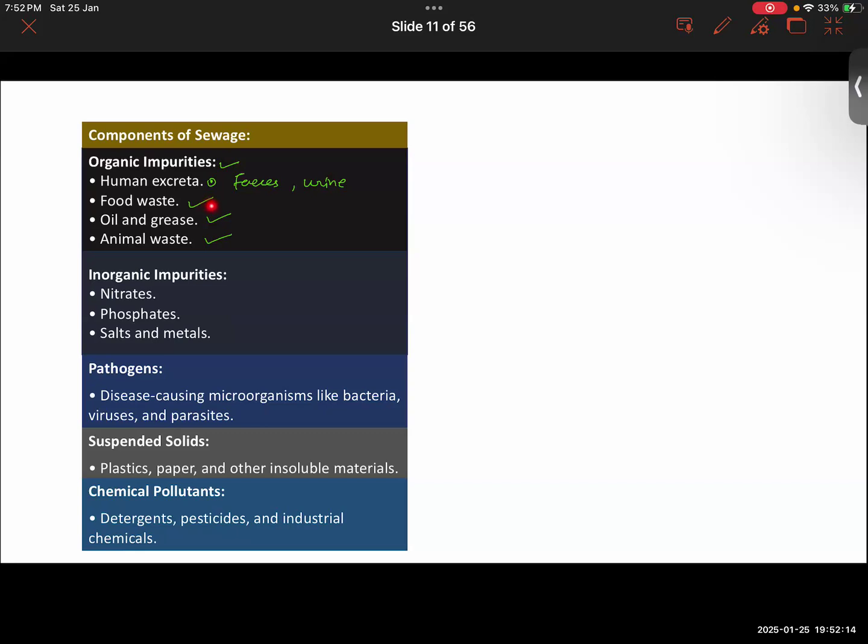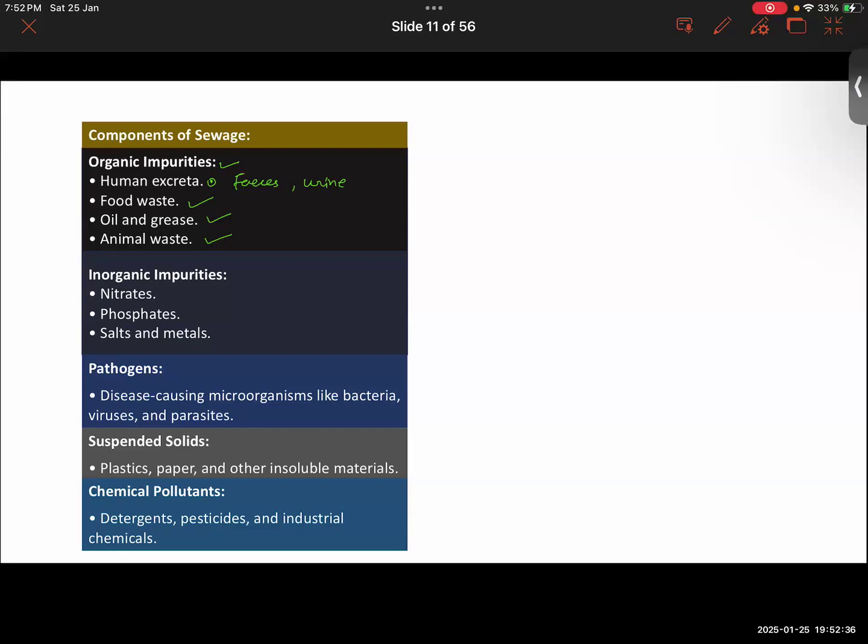The fruits and vegetables were once part of a living plant. The animal and the milk were once part of a living animal. So all these are the organic impurities that come from living organisms. Getting it now? Yes, sir. So the sewage that is flowing into the drain has got these kinds of impurities in it also. Okay, hope you're getting it.